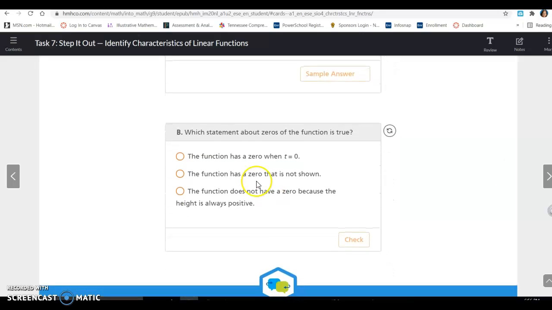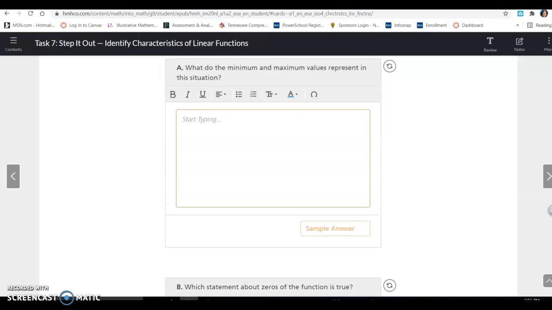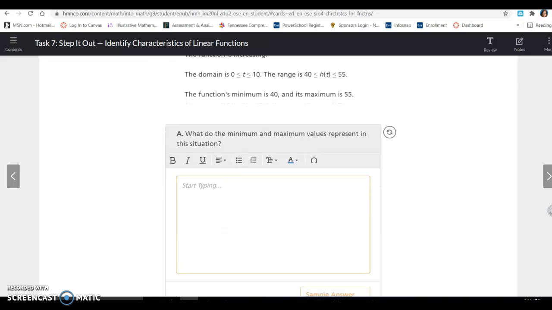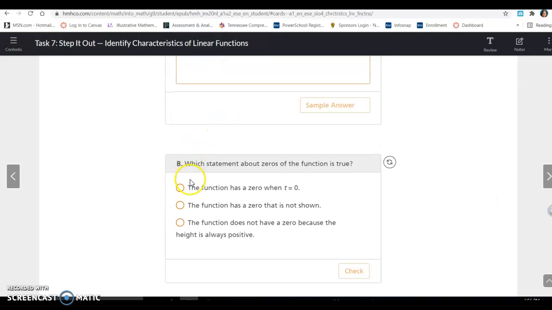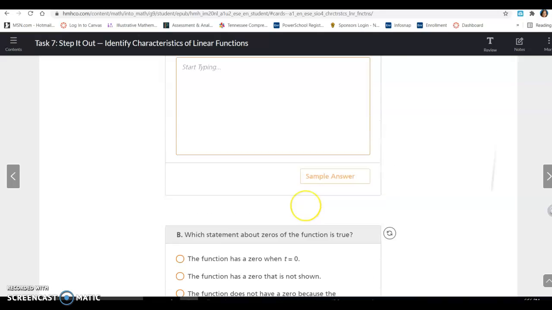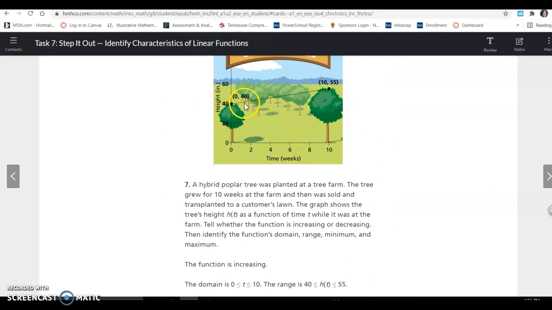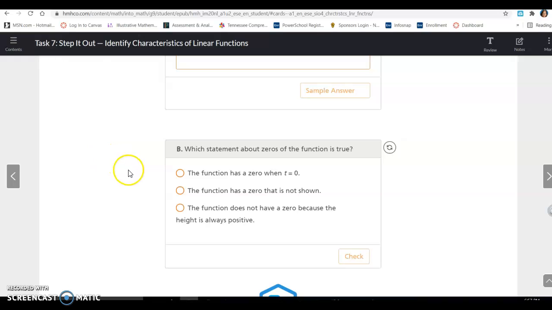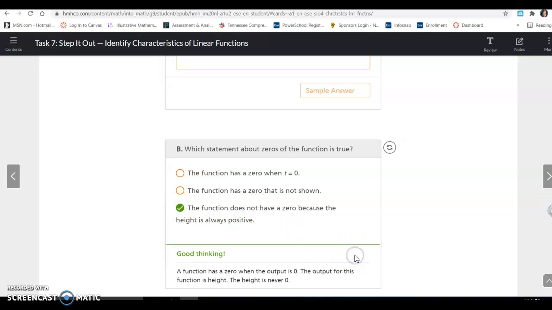All right, it says which statement about zeros of the function is true? So the function has a 0 when t is 0. That's not true because it doesn't start at 0. It starts at 40 inches, so it doesn't have a 0 there. The function has a 0 that's not shown. Well, if this line continued, it would be negative, and we can't have negative weeks, so that's not a good solution either for this situation. So the function does not have a 0 because the height is always positive. That has to be the correct answer.